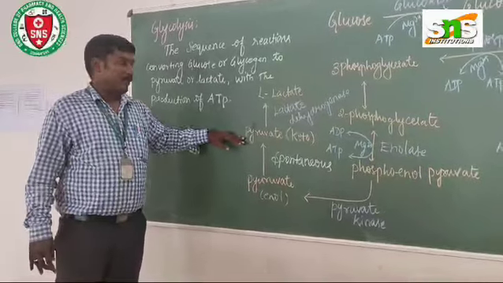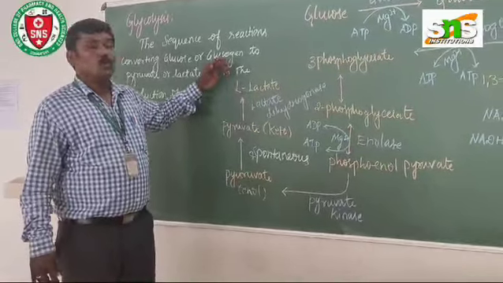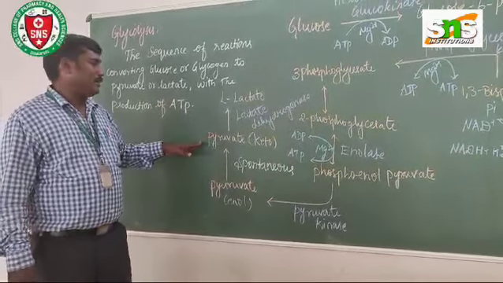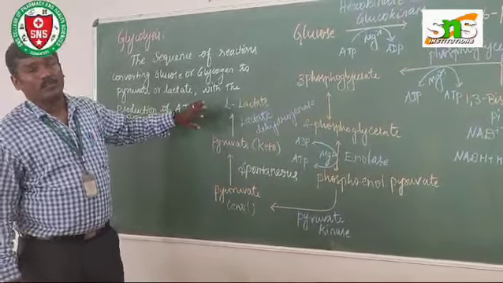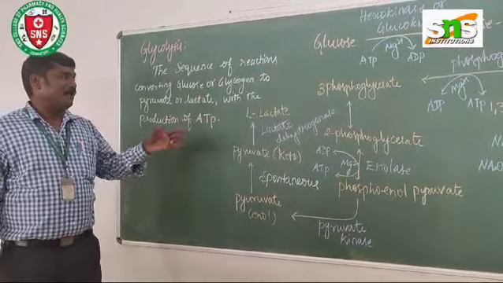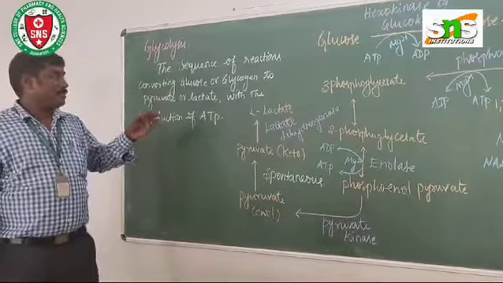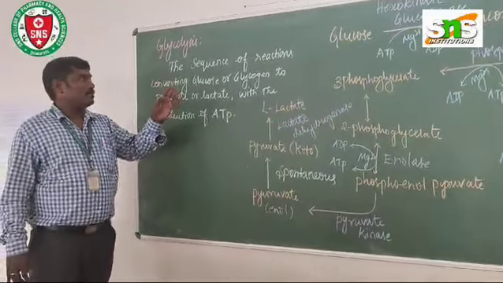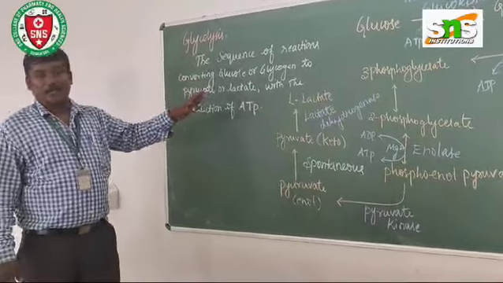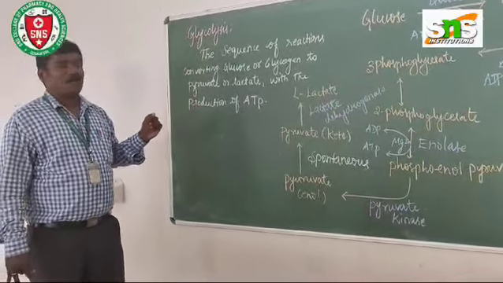So this pyruvate will be converted into lactate. This is catalyzed by the enzyme lactate dehydrogenase. Pyruvate keto form will be converted into lactate. This is catalyzed by the enzyme lactate dehydrogenase. This is the glycolysis, that is the conversion of glucose or glycogen into pyruvate or lactate with the production of ATP.